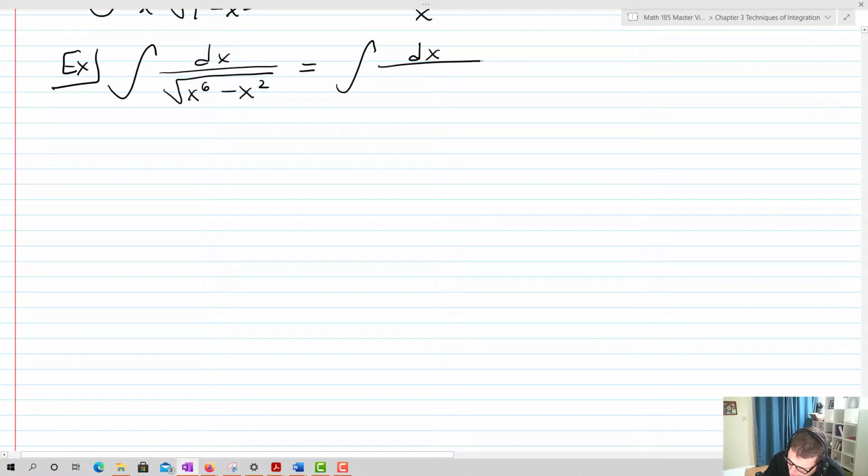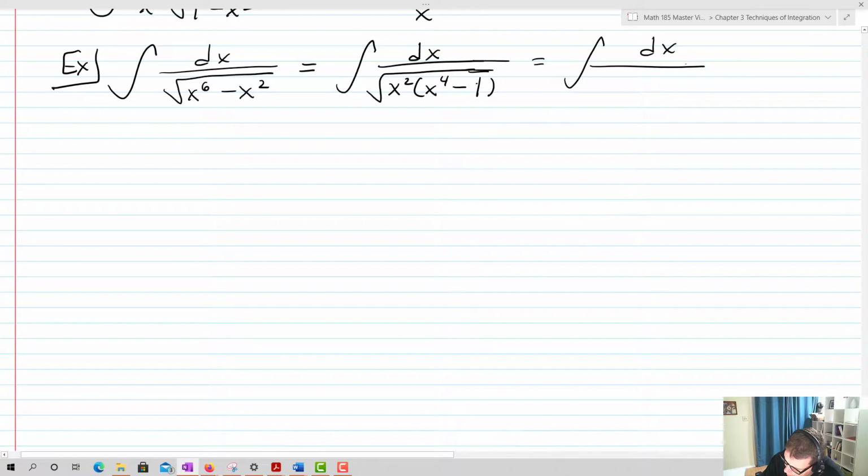So let's say dx, and I'm now going to factor out an x squared term, and I'll end up with x to the 4th minus 1, which will equal the integral of dx over x times the square root of x to the 4th minus 1. And if I look here, this actually does have the form of something that I want.